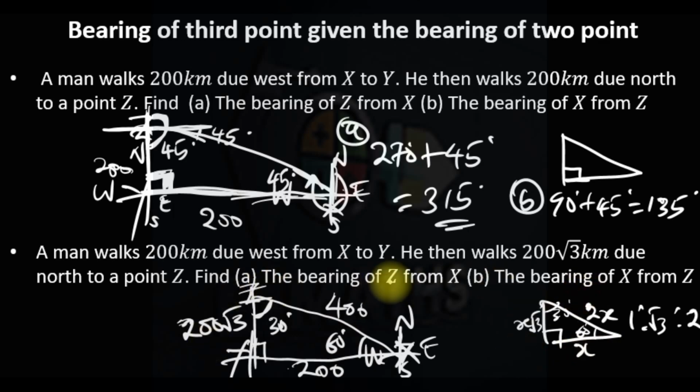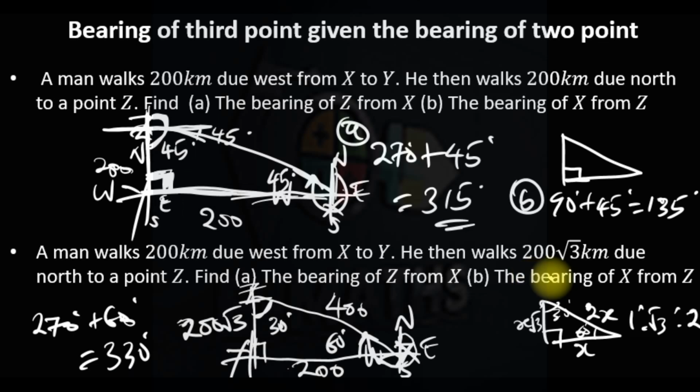Now this one: the bearing of Z from X. From X we move and hit the bar. So the answer is 270 plus 60, as you can see, 60 degrees. So the answer is 330. For the second one, the bearing of X from Z, as you can see, this is 30. So the remaining angle here is 60 because of the quadrant.